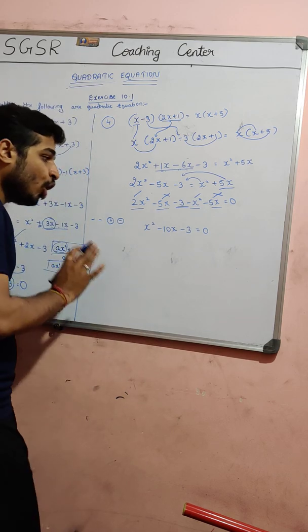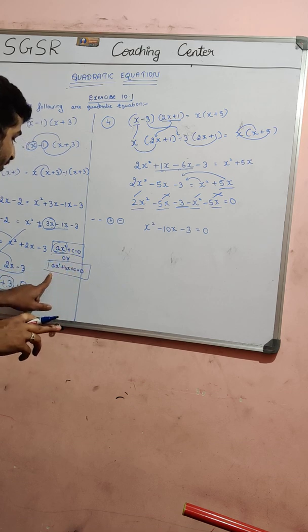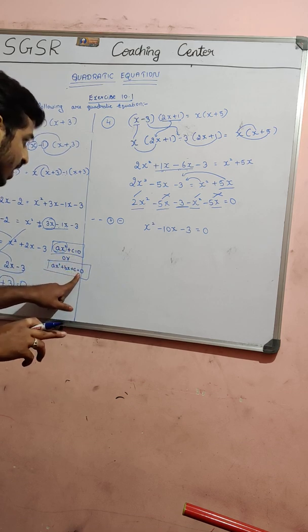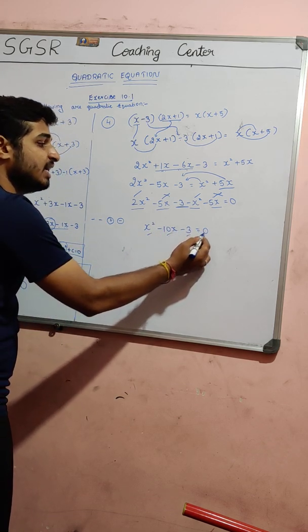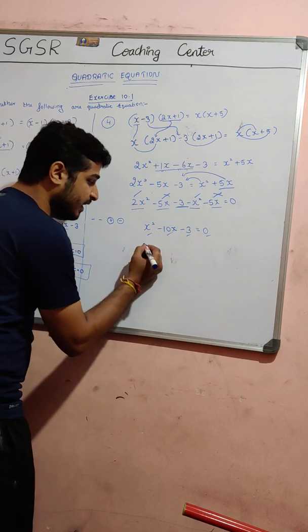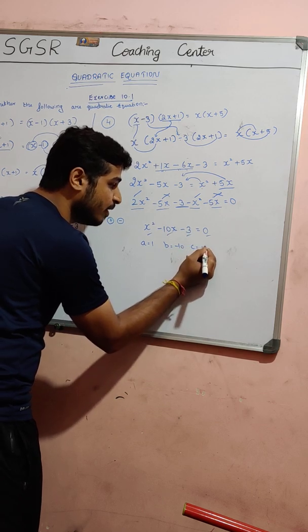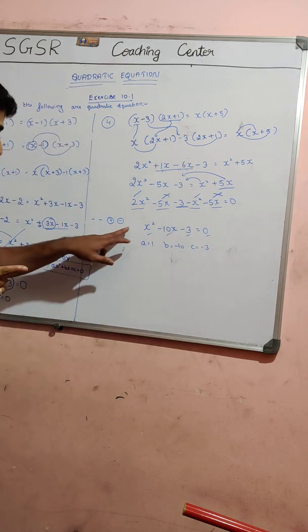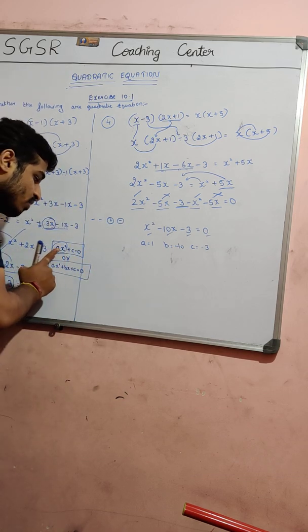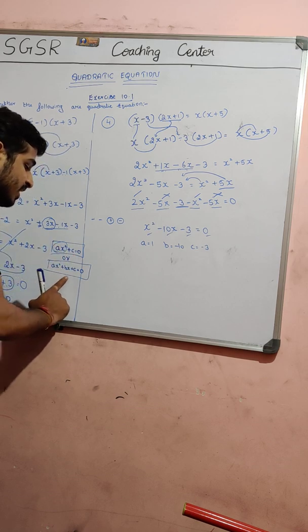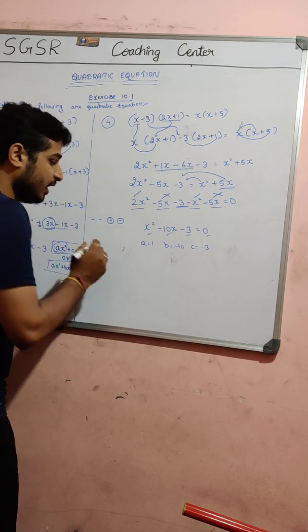Now students, all know that it should be in the form of ax square plus bx plus c is equal to 0. Now here a is equal to what? 1. b is equal to minus 10. c is equal to minus 3. Students, now for becoming a quadratic equation, it should be in the form of ax square plus bx plus c is equal to 0. Now students, tell whether it is a quadratic equation or not. Yes, it is a quadratic equation.